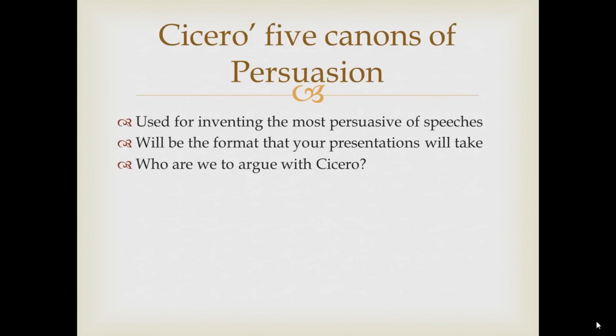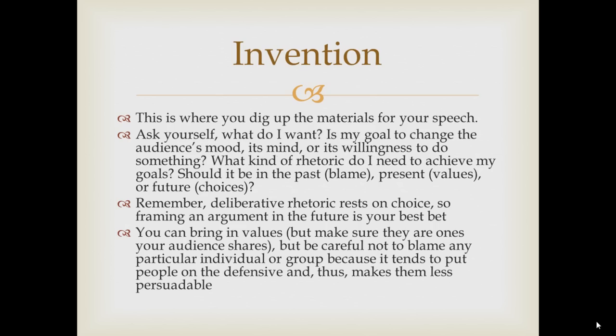Now, chapter 23 of our text deals with Cicero's 5 canons of persuasion. It's a classical model, used for inventing the most persuasive of speeches. It will also be the format that your presentations will take. And, of course, why would we want to argue with Cicero? He was, after all, one of the founding fathers of rhetoric and persuasion.